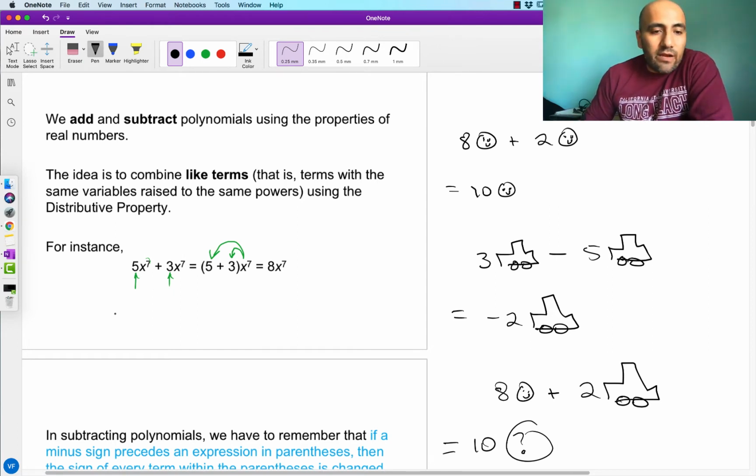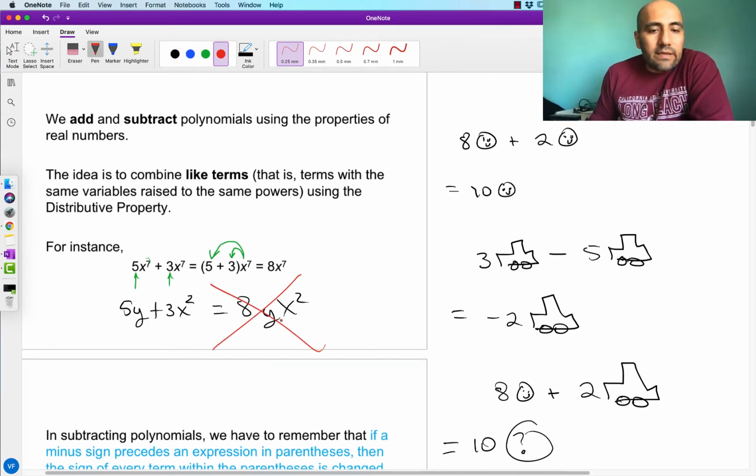Likewise, when we're sticking with variables, if we had 5 of the y's and 3 of the x squares, there's nothing you could do about that. There isn't 8 of anything. This isn't 8yx squared, right? That's not true. It wouldn't make sense to combine them unless they're identical. If they're not identical, you're done. That's as easy as it can get.